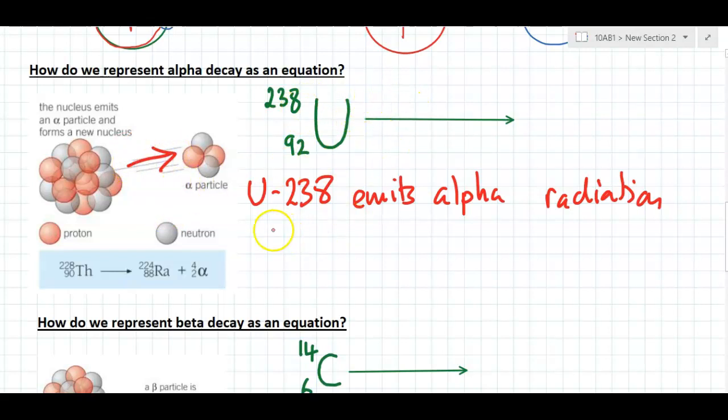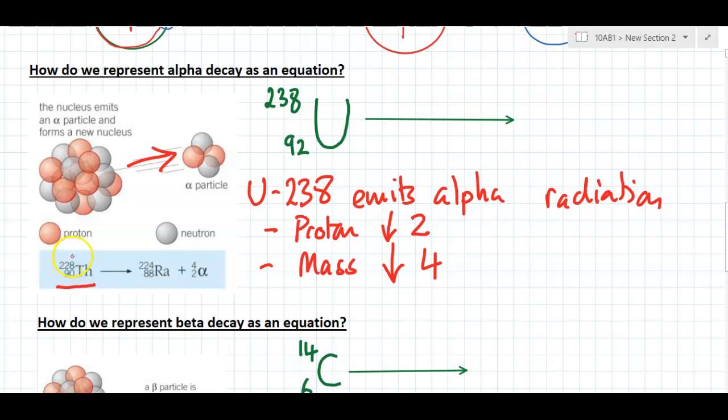So when alpha decay happens, the proton number is going to go down by 2 because alpha particles have got 2 protons, and the mass number is going to go down by 4 because alpha particles have a mass of 4. So you can see that example here. You've got thorium, element number 90. Its mass is 228. The mass number has gone down by 4 to 224. The proton number has gone down by 2 because its nucleus has lost 2 protons and 2 neutrons.